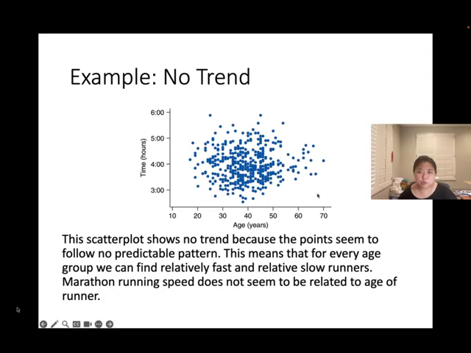Okay, this example, no trend. You could see all the points are here. They don't go uphill or downhill. So for this example, is age associated with running speed in the marathon? Because there's no trend here, we could say marathon runner speed does not seem to be related to the age of the runner. Okay, that's no association.